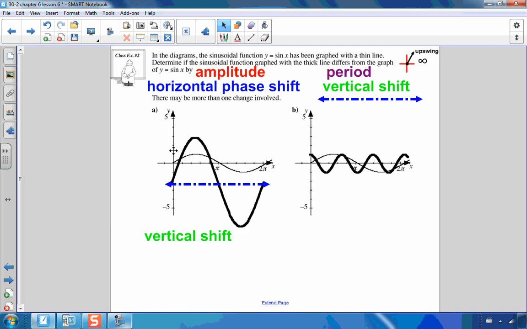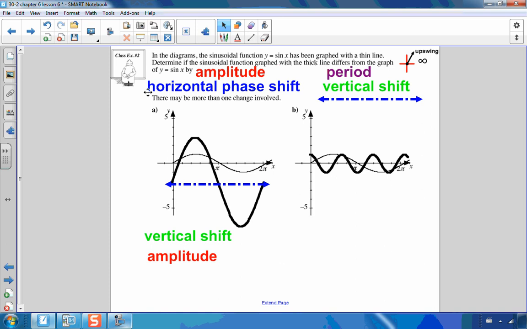I have 1, 2, 3, 4. So it looks like the amplitude has been changed as well. Has the period been changed? Normal period is 1 cycle, a hill and a valley in 2 pi. If we trace this out, a hill and a valley, still 2 pi. So the period has not changed.